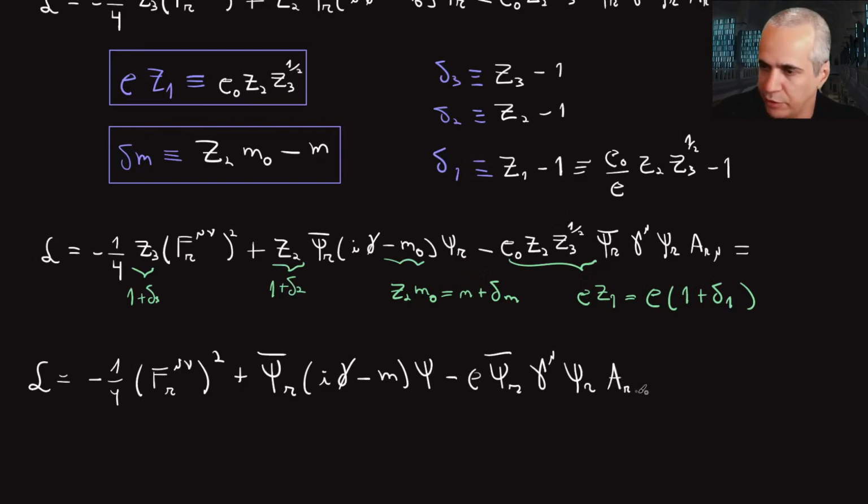And all renormalized fields. And now there's new stuff coming from all the deltas here. So there's one that is just like this one, but with a counter term delta 3.